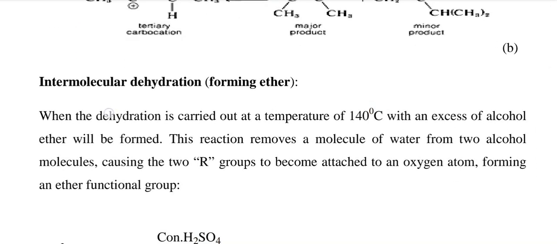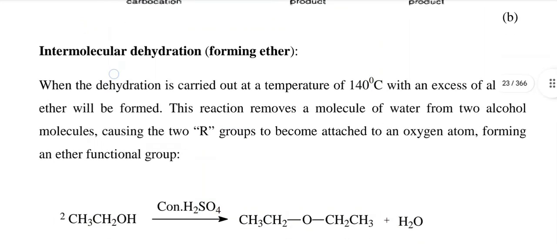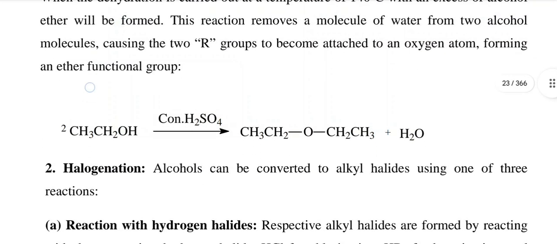Intermolecular dehydration forming ether: when dehydration is carried out at a temperature of 140 degrees Celsius with an excess of alcohol, ether will be formed. This reaction removes a molecule of water from two alcohol molecules, causing the two R groups to become attached to an oxygen atom, forming an ether functional group.